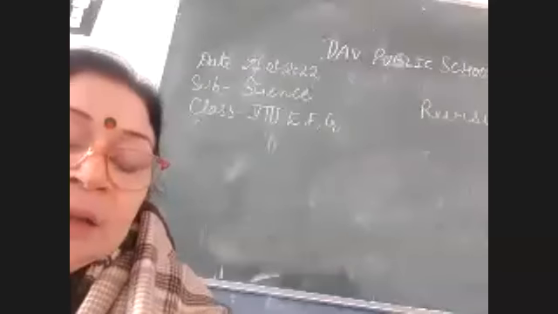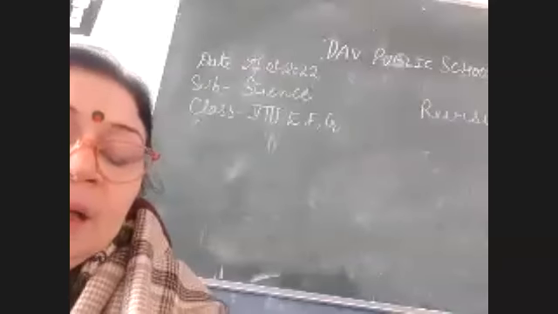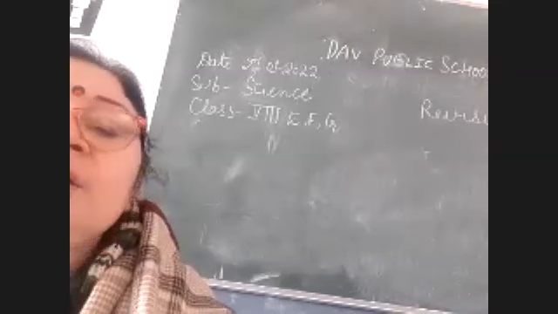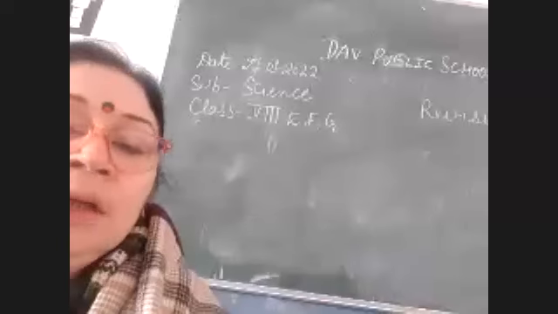Correct answer is that. The next question is, graphite is used in batteries. Navya, give me the reason why. Graphite is used in batteries as it is a good conductor of electricity.